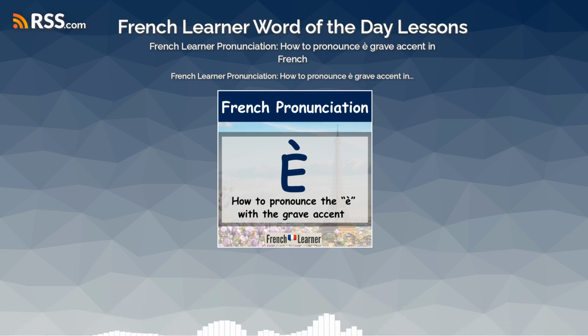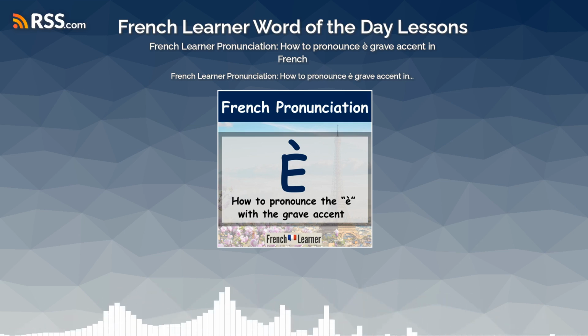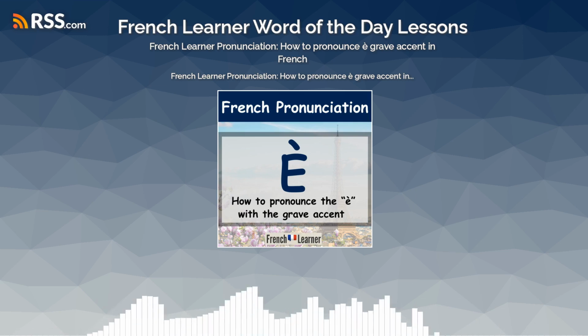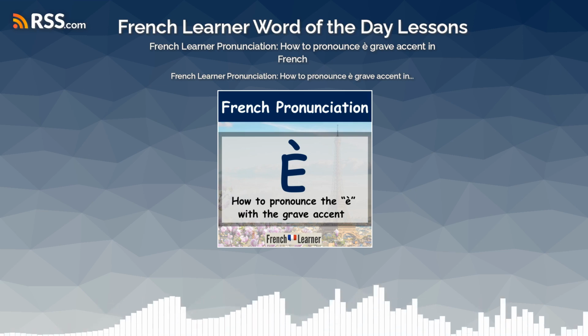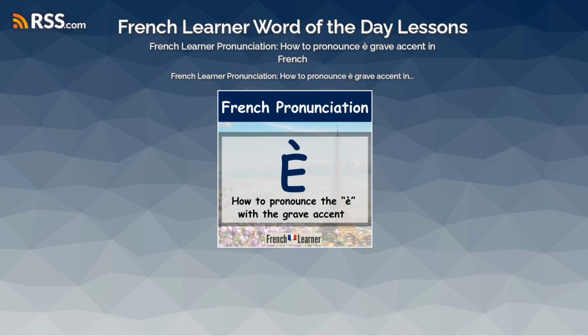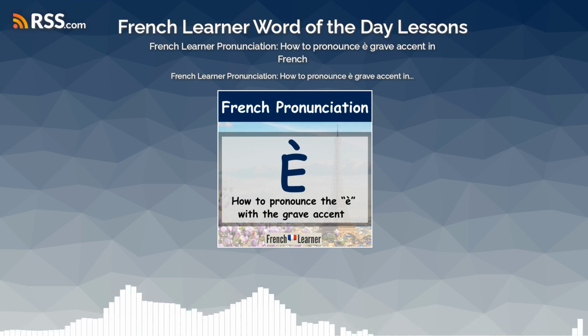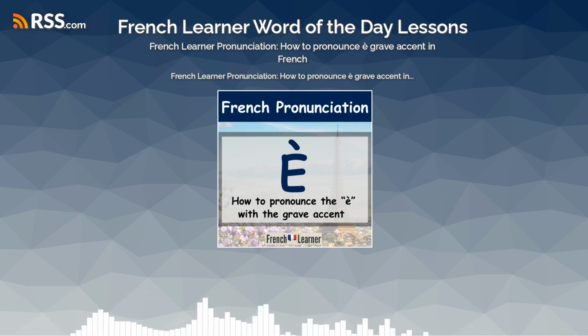Mon père et ma mère habitent aux États-Unis. My father and my mother live in the United States. Mon père et ma mère habitent aux États-Unis. So we have père with a downward slanting accent over the first E, and mère, and that makes it so we're saying the E sounds like an E sound.